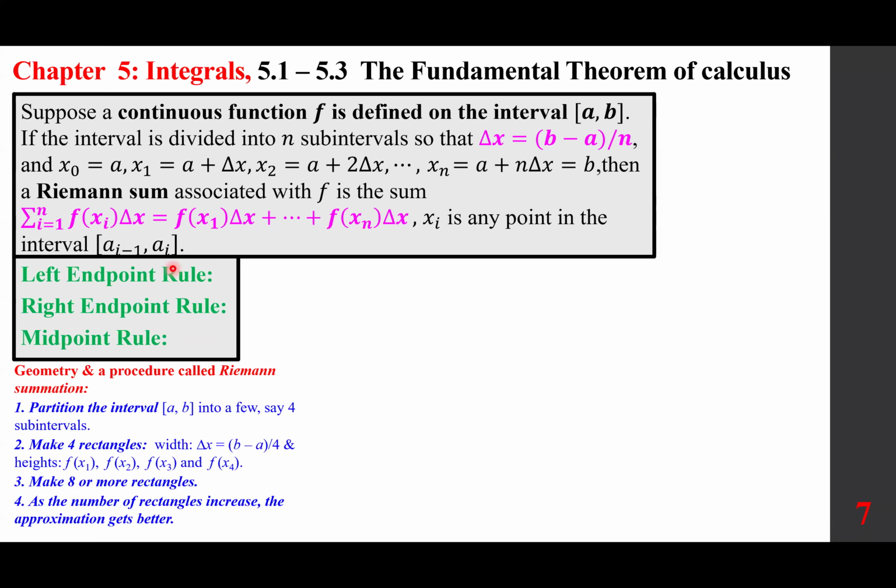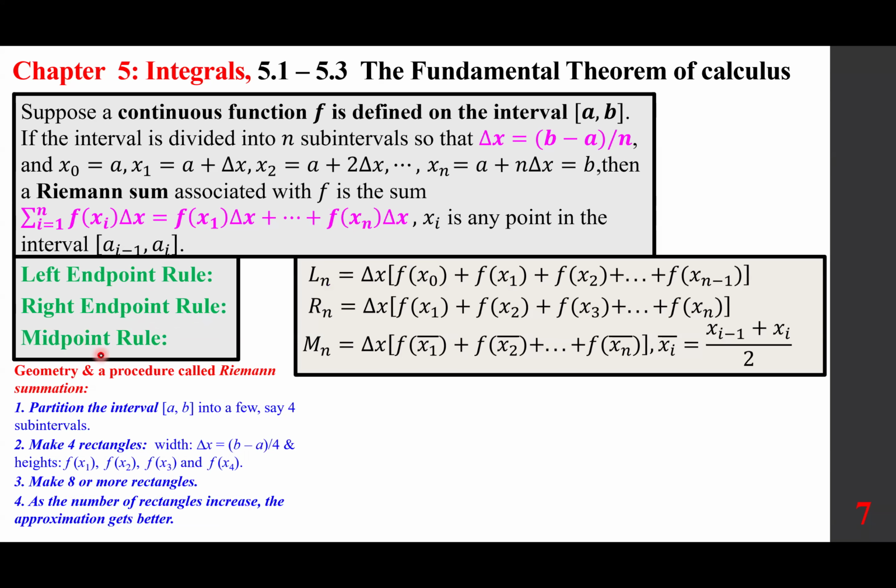So for the left endpoints, right endpoints, and midpoints, we have the formulas. For example, L_n, R_n, or M_n, they start with delta x, and we put brackets and add up f of x sub 0 plus f of x sub 1, all the way up to f of x sub n minus 1 for the left endpoints. For right endpoints, we start with f of x sub 1 and end up with f of x sub n. The midpoint would be x sub 1 bar, that means the midpoint between these two. Do I have to memorize that? No.